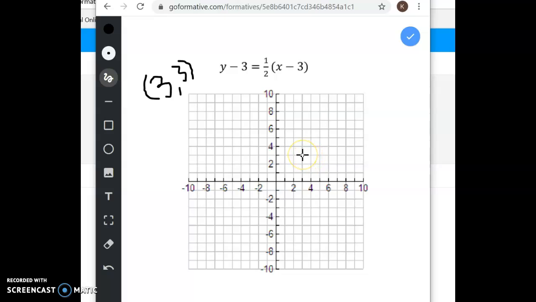Then from that dot, you're going to go up 1 and over 2 to make a second dot. Then connect them using the line tool to get your answer. It's okay if your line is a little bit off, and you don't need to worry about putting arrows on the end. You can use the line tool, or try to draw it, but the line tool is a little bit easier. Click the blue check mark at the top right corner when you're done, and then you can go to question number 4.